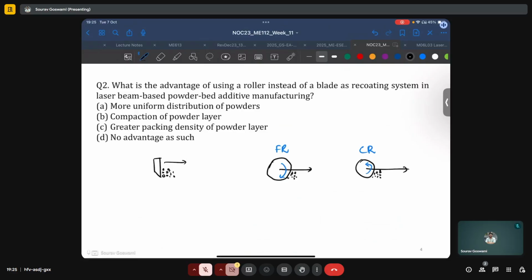The advantage of using a roller instead of a blade arises, as we discussed, from the difference in degrees of freedom. The doctor's blade has a single degree of freedom associated with linear translation, whereas the roller will have 2 degrees of freedom, associated with the translation as well as with its angular rotation.